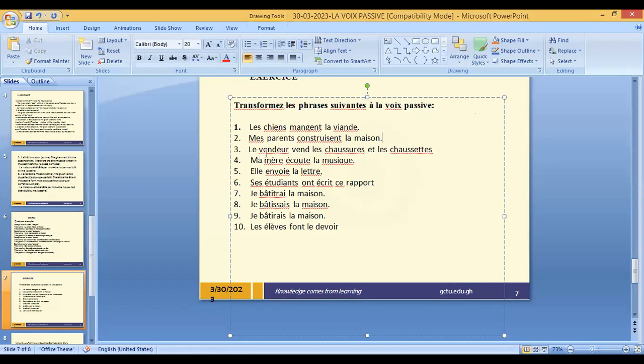Bon, donc le vendeur vend les chaussures et les chaussettes. We have just seen it. Ma mère écoute la musique. Elle envoie la lettre. Ces étudiants ont, ou bien les étudiants, ces étudiants, his students or her students ont écrit ce rapport. Why is this one too also here? Oh. Let me, there shouldn't be T here. Bon, bâtirai. Je bâtirai la maison. La maison, then you continue. Know the trick. Je bâtisais la maison. Je bâtirai la maison. Les élèves font le devoir et ainsi de suite.